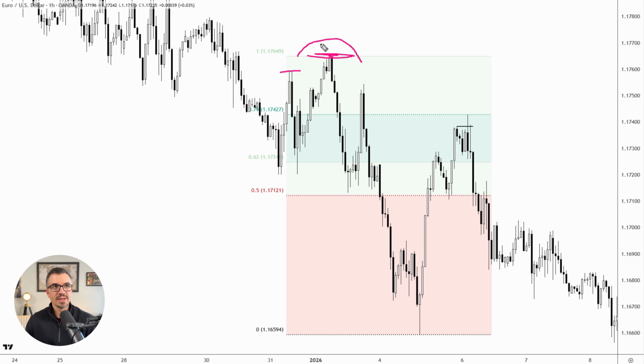We swept that, giving us an external high. We also had a BoS form through here. Okay, so break of structure down here. This is our external high. From external high to external low, you can see, again, OTE lined up right here. Okay, so that's the very first component.